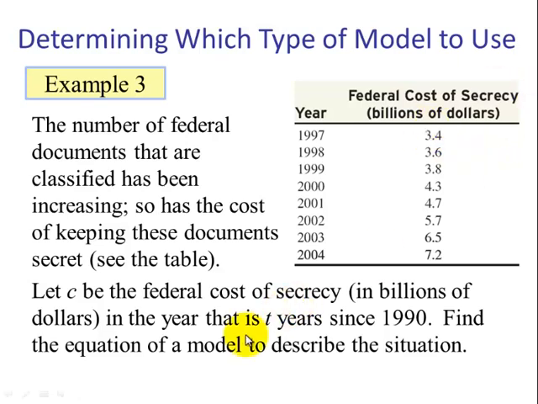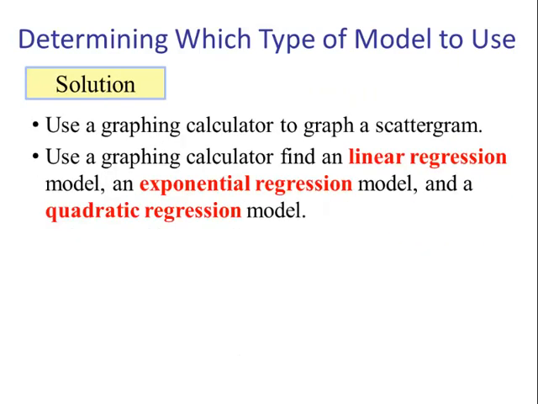So our independent variable is T, number of years since 1990. So in this case T is 7, T is 8, T is 9. Our dependent variable is the cost. We will use a calculator to graph the scattergram. We will also use the graphing calculator to find the linear regression model, which we've done before, an exponential regression model, and we'll talk more about exponential functions later in the course, and the quadratic regression model. And then we will see which one fits the data pattern the best.